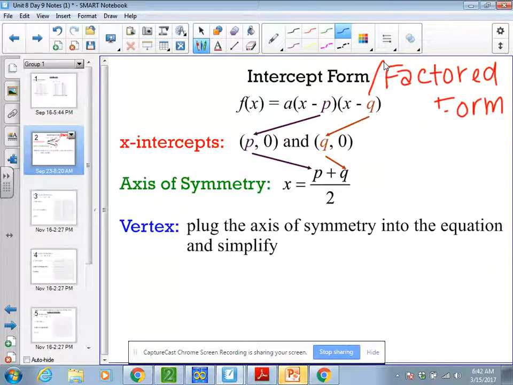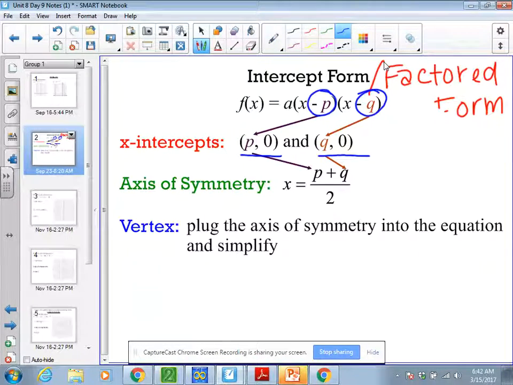So a times x minus p times x minus q tells you your x-intercepts. You're going to change your sign, just like you did in vertex form, of whatever is in for p and whatever is in for q. And you're going to plot those points at (p, 0) and (q, 0), and those are your x-intercepts.